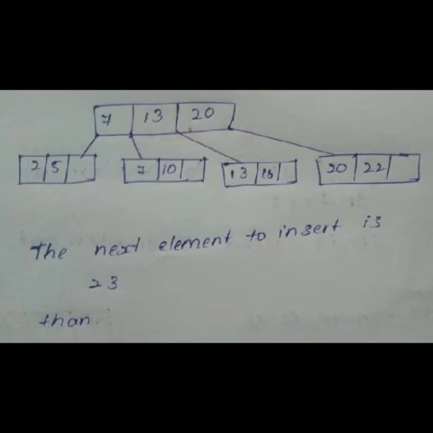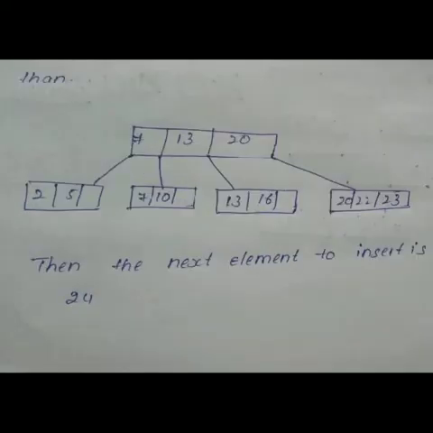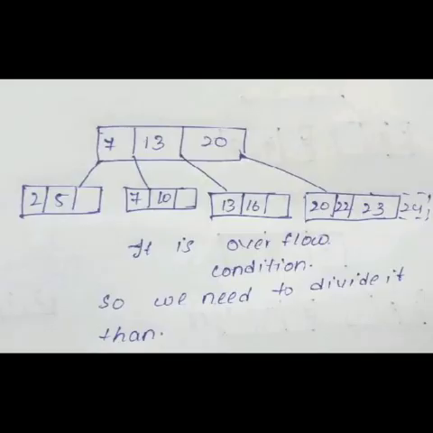The next element to be inserted is 23. 23 is greater than 22, so we inserted 23 after the 22. The next element to be inserted is 24. Here, when we insert 24, we get our overflow condition with 20, 22, 23 and 24. Here also we need to divide them into 2 halves, like 20, 22 and 23, 24. When we divide these into two halves, 23 becomes a parent. 23 goes to the internal node.